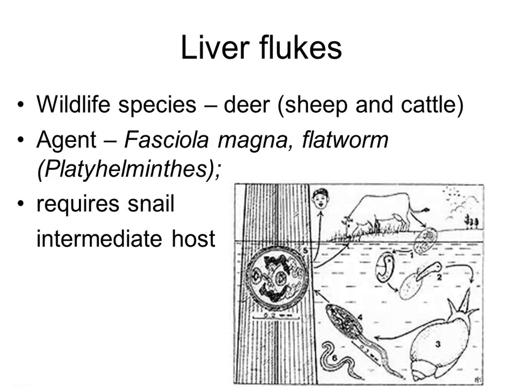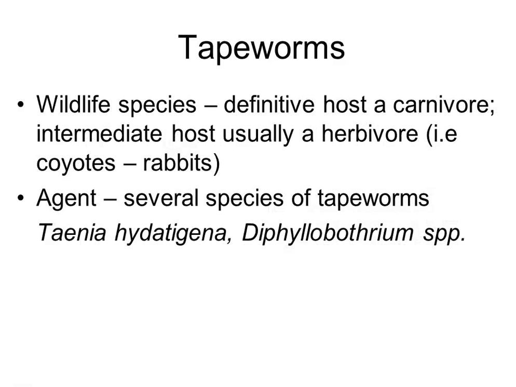Liver flukes are found in deer, but they're also found in sheep and cattle. Fasciola magna is the flatworm, and it requires a snail as an intermediate host. Tapeworms, definitely a host, a carnivore, and the intermediate host is usually an herbivore. So back and forth between coyotes and rabbits, for example. There are several species of tapeworms, and again, they do definitely affect humans.